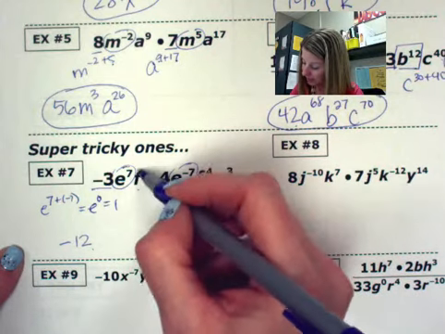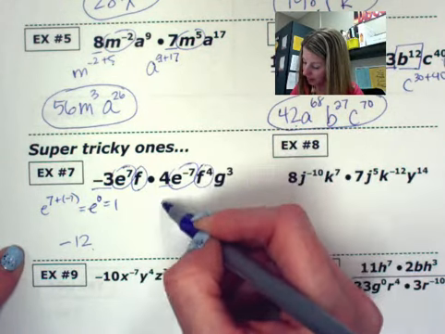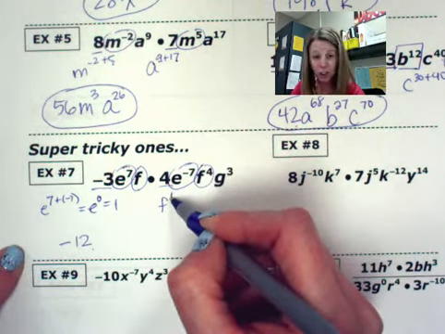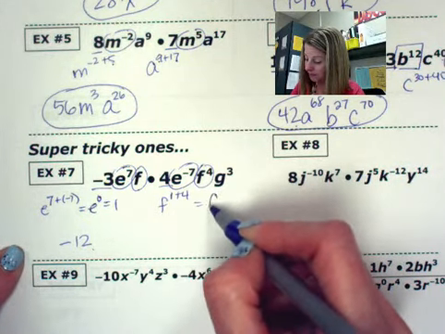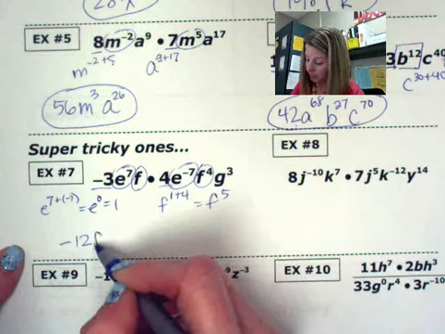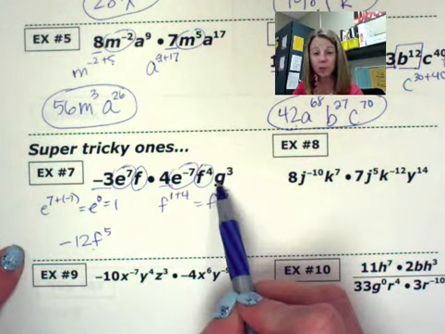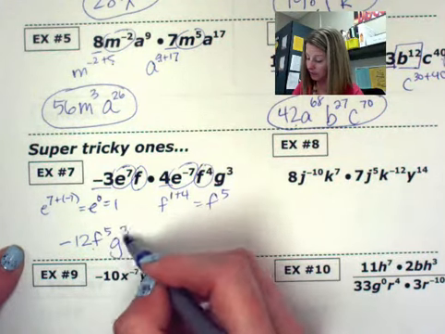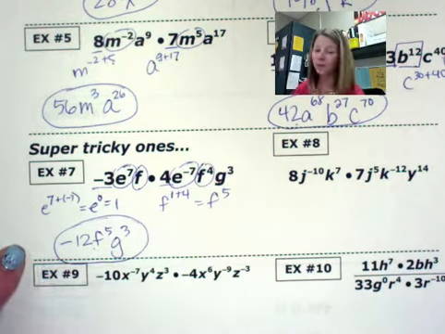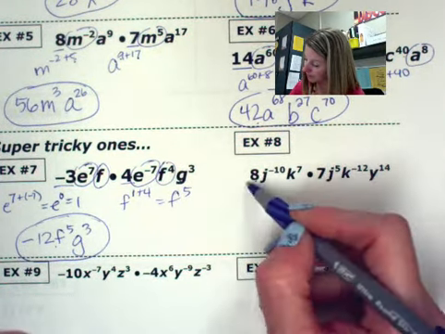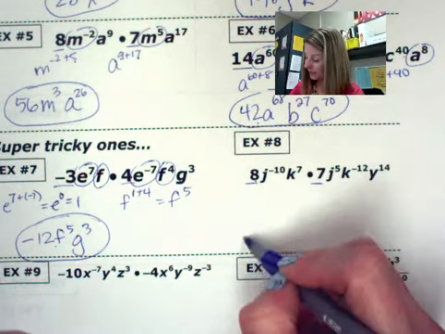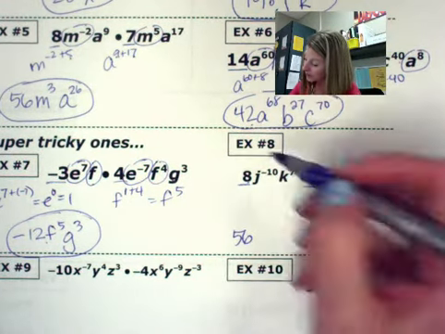F. I see F and F. I have F to the 1st plus 4. So that's really F to the 5th. So I have negative 12, F to the 5th, and I'm left with G to the 3rd. That travels down to my answer. Okay. Number 8, my numbers. I have 8 times 7. That's 56.